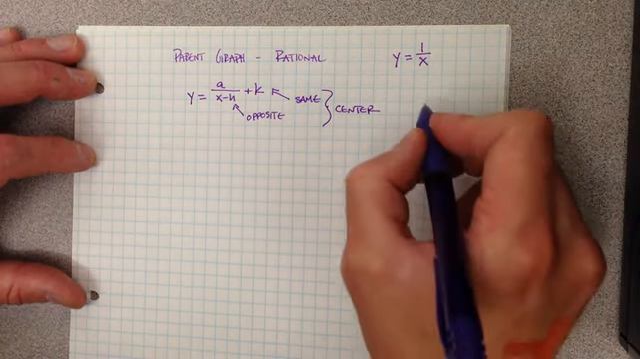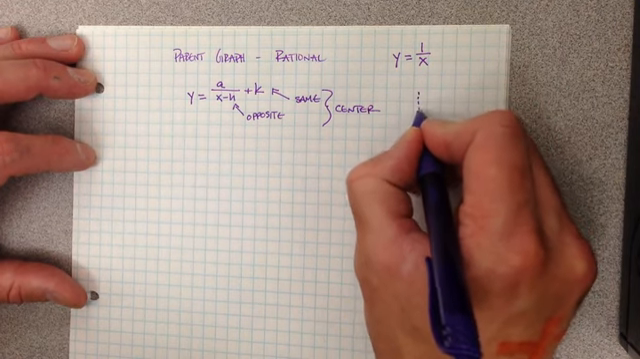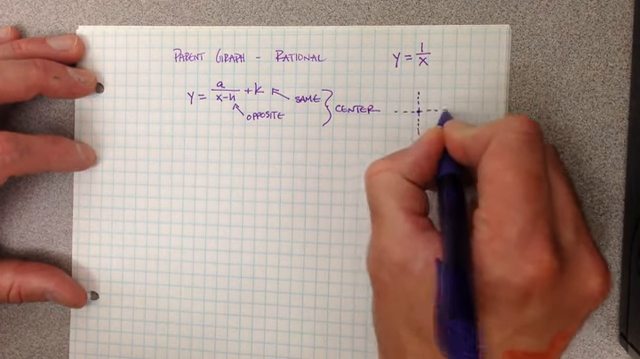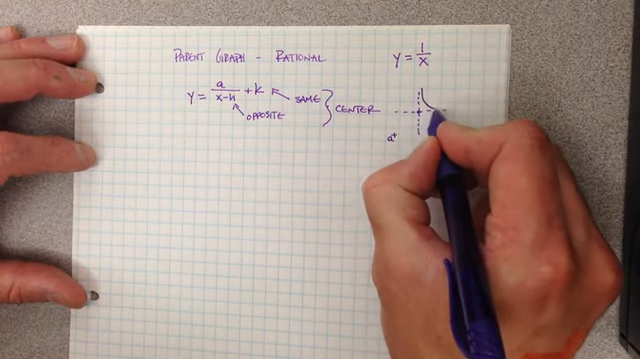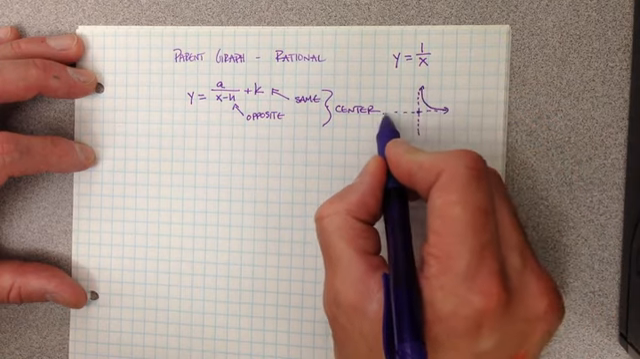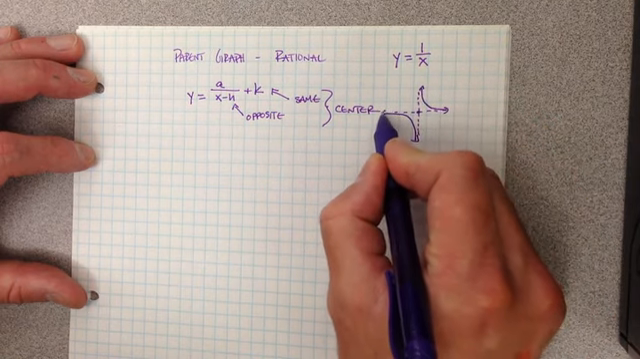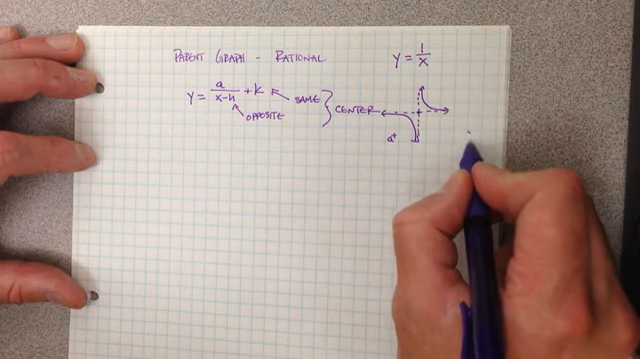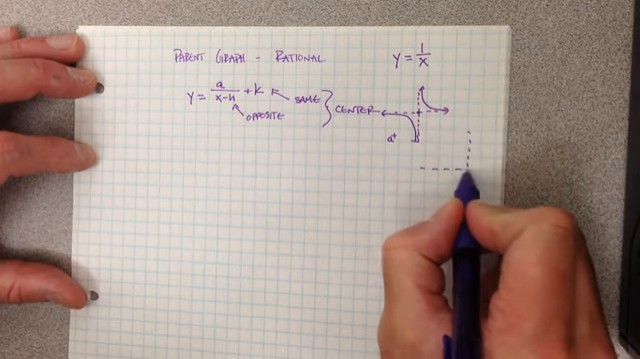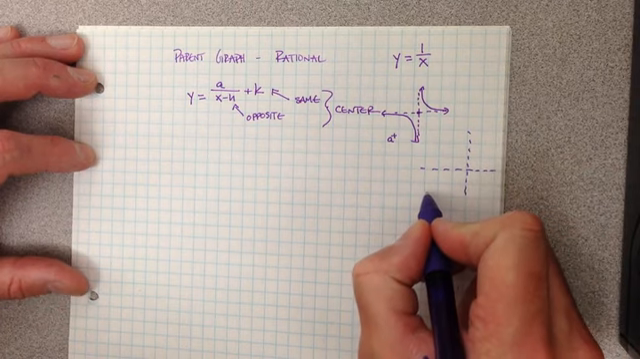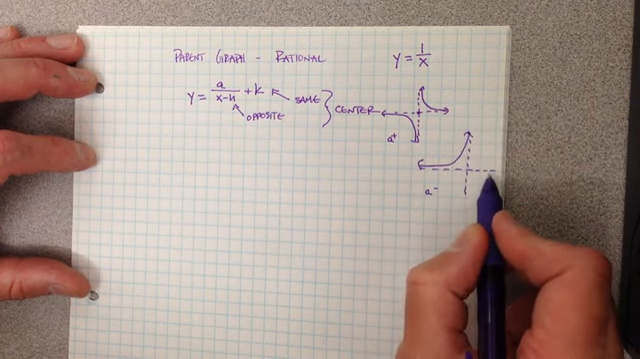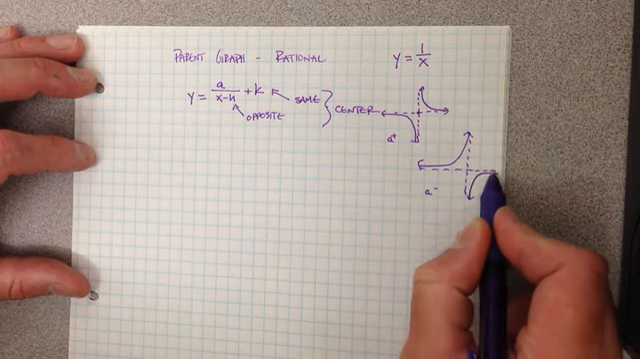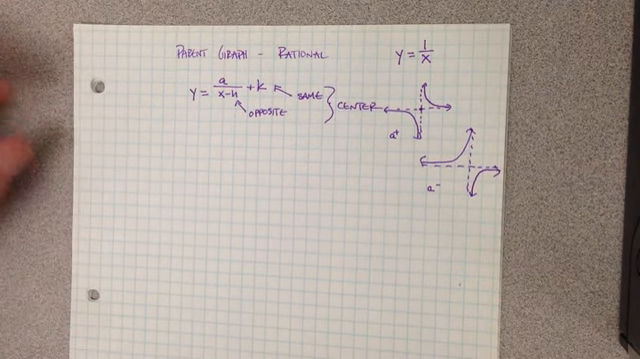Through the center, we will draw our asymptotes, vertical and horizontal. If A is positive, our graph will look something like that and that. If A is negative, we will be in the opposite quadrants. We will be up here, quadrant 2, and down here in quadrant 4. So that gives you a general idea of what's happening with this.